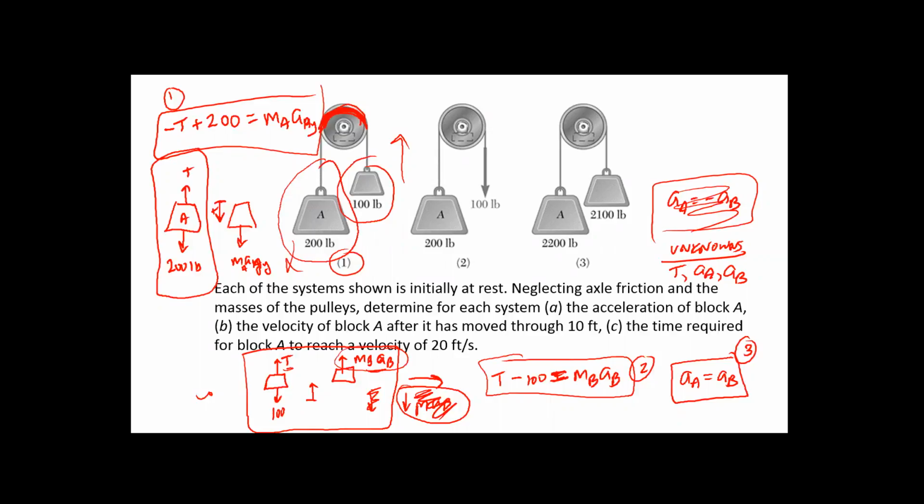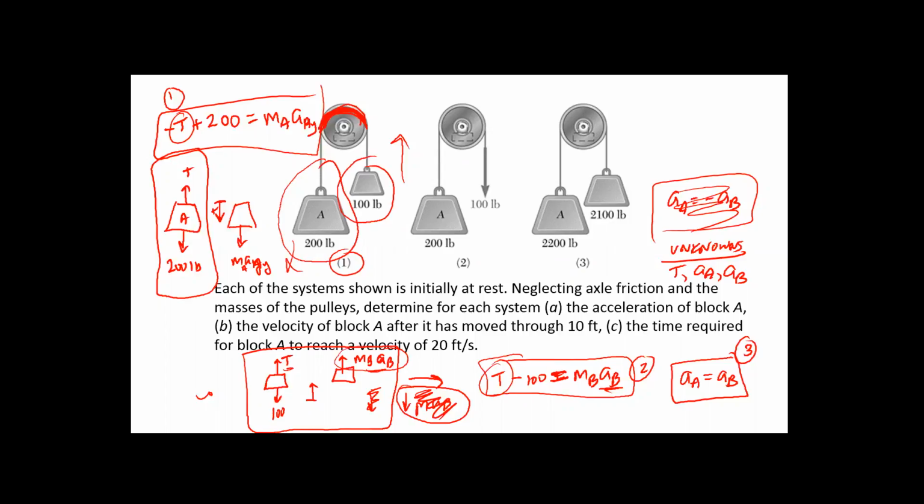So how many equations do I have? 3. How many unknowns? 3 unknowns. Yeah, so really all you have to do is plug a_A into here, right? And then you have a T here, and you've got a T there. So you can solve it in whatever way you want, right? Okay. 2 equations, 2 unknowns.